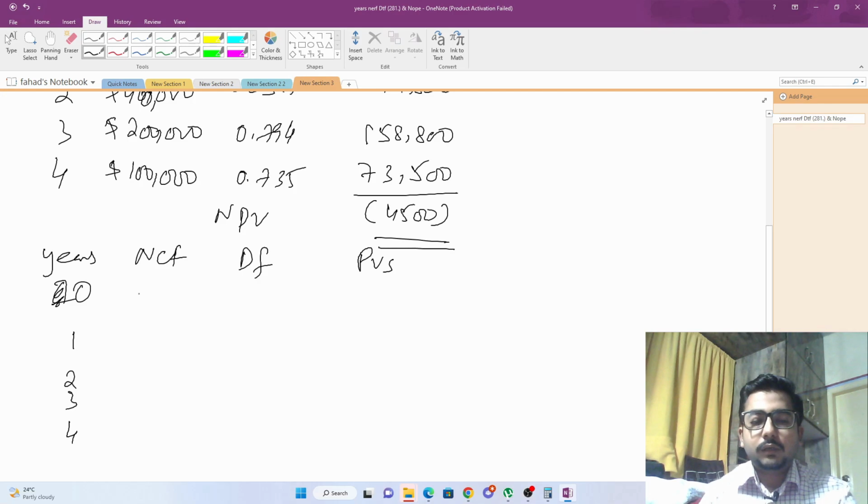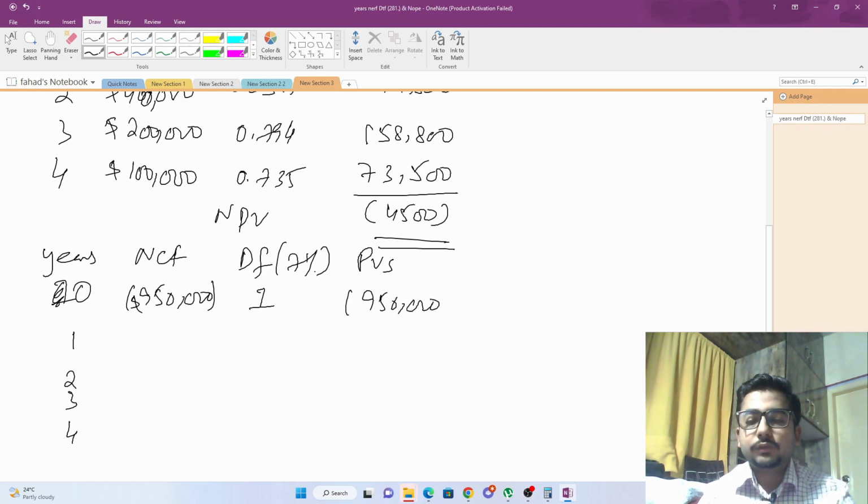Okay, this net cash flow 9,50,000 is the initial investment, in the first year, so the discount factor will be 1. So it will again be 9,50,000 in the first year. We know this very well that in the first year I'm earning 4 lakh dollars. In the second year I'm earning again 4 lakh dollars.